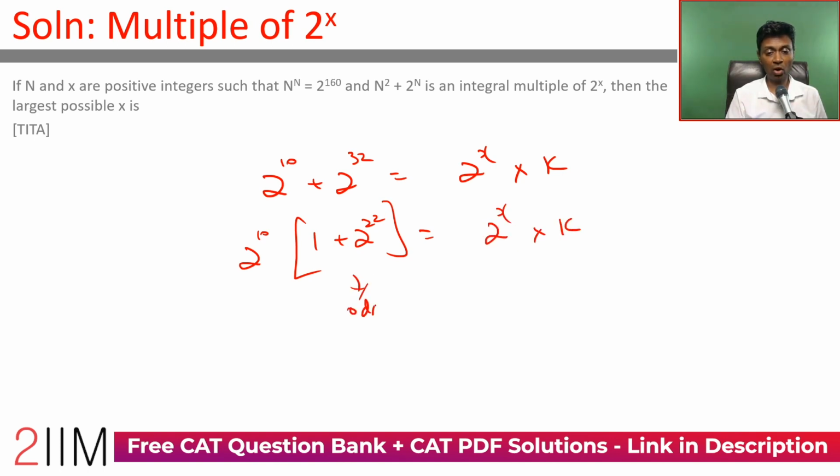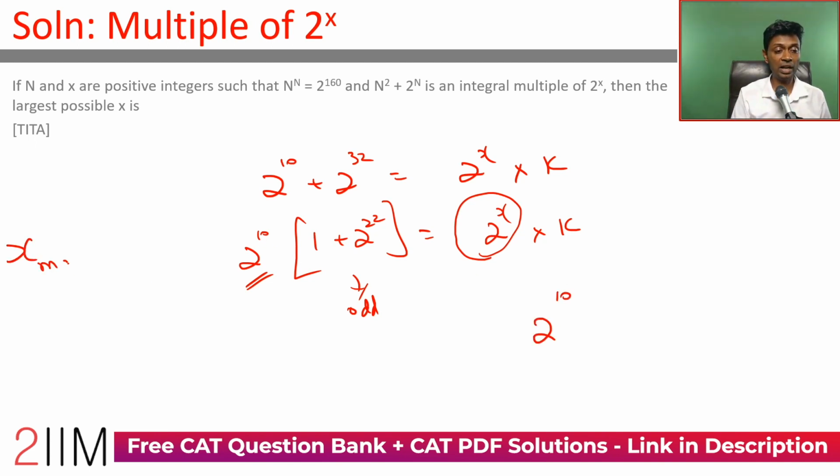This is an odd number. So our number is 2 power 10 into an odd number, or the largest power of 2 that can sit here is 2 power 10, or largest possible x. X max is equal to 10.